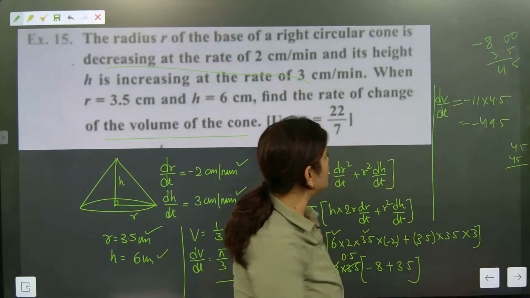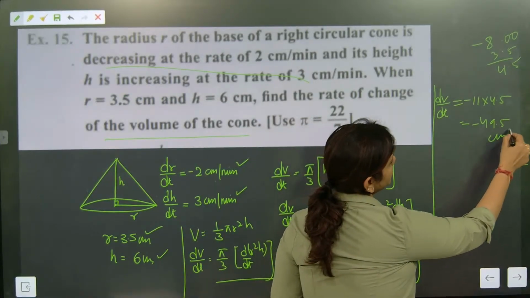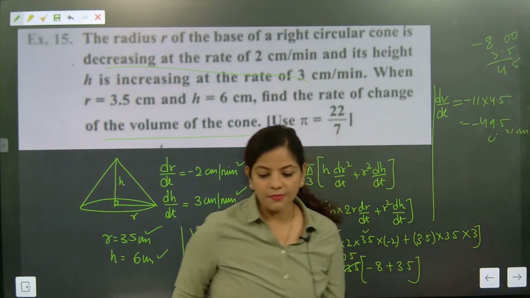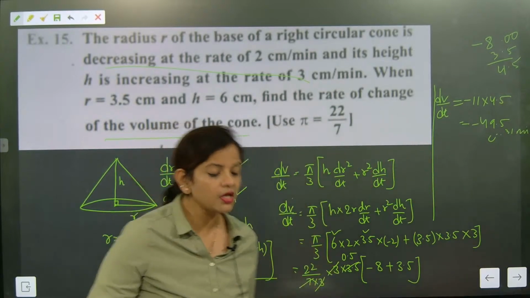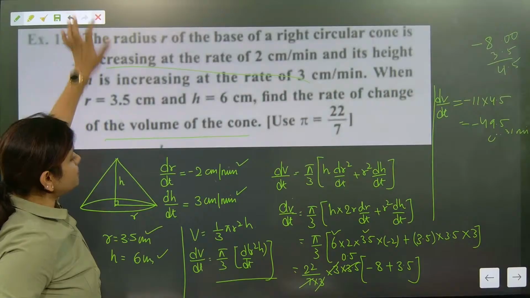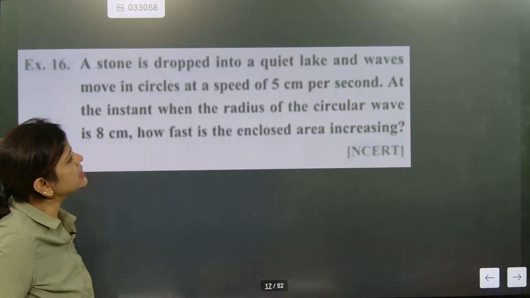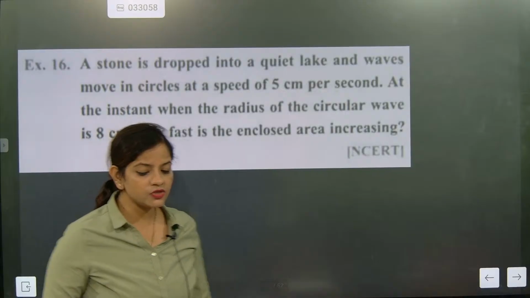Okay, so now look here. This is exactly cubic centimeter per minute. So that's the part and that's the way to solve the question. We will be going for the next question, please. Now this is one question we have solved, a 3 marks question. This is an NCERT question and please kindly solve NCERT.